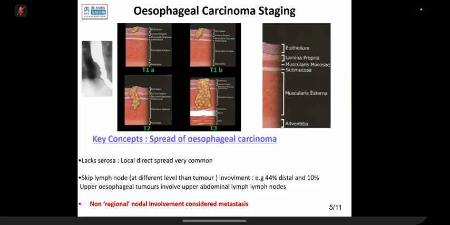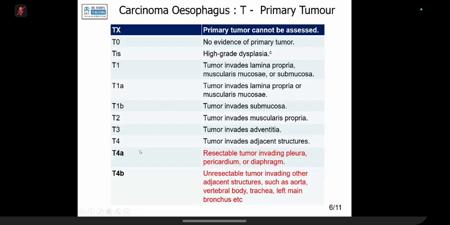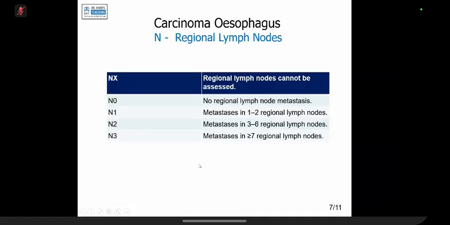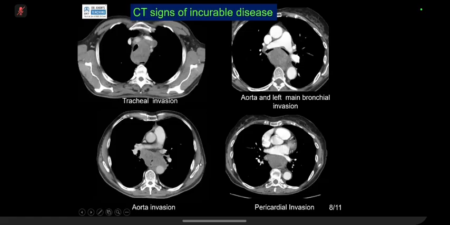And that is why it goes out. A T3 tumor will go into the mediastinal fat, but we are more worried about the T4. So I'm going to teach you about T4. This concept I have already told you, non-regional lymph node. So please remember that T4a and T4b, within T4, if it invades the pleura or pericardium or diaphragm, you can still do surgery. But if it goes into, let's say, the trachea or the aorta or the left main bronchus, etc., this is non-surgical. Lymph node, I have already told you the concepts. Now, what are the CT signs of incurable disease?